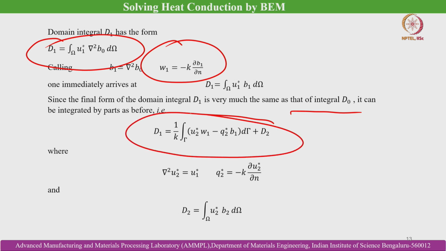is d1 is equal to 1 by k integration del u2 asterisk w1 minus q2 asterisk b1 d del plus d2, where del square u2 asterisk is equal to u1 asterisk and q2 asterisk is equal to minus k del u2 asterisk by del n, and d2 is equal to integration omega u2 asterisk b2 d omega.